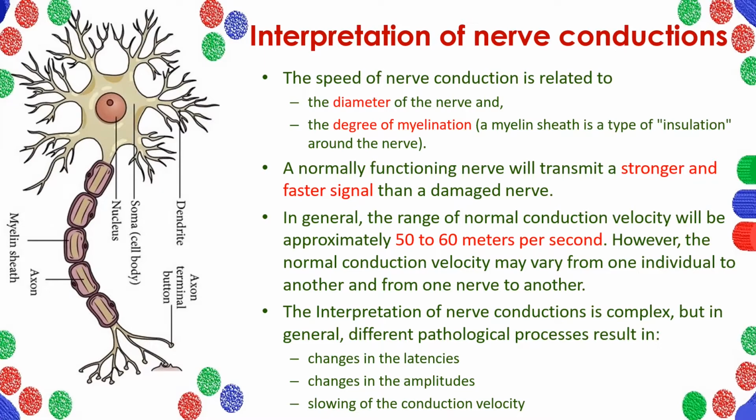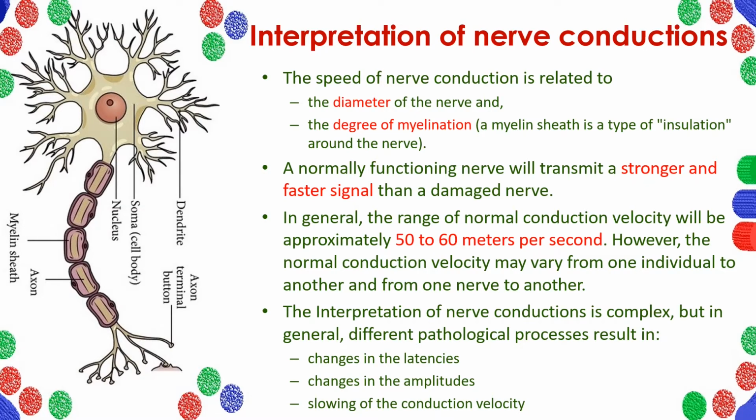So what are the interpretations that can be obtained depending upon what kind of result is obtained? The nerve conduction velocity is directly proportional to the diameter of the nerve. So if the diameter is more, the nerve conduction velocity will be more, and also to the degree of myelination. The myelin sheath is a type of insulation around the nerve. So if sufficient myelination is there, the nerve conduction velocity will be more. If there is demyelination or lack of myelination, or there is damage to the myelin sheath, then the nerve conduction velocity will decrease. So this is how we interpret the nerve conduction velocities.